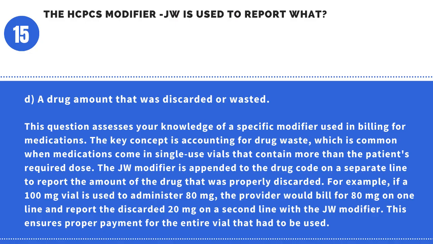This question assesses your knowledge of a specific modifier used in billing for medications. The key concept is accounting for drug waste, which is common when medications come in single-use vials that contain more than the patient's required dose. The JW modifier is appended to the drug code on a separate line to report the amount of the drug that was properly discarded. For example, if a 100 mg vial is used to administer 80 mg, the provider would bill for 80 mg on one line and report the discarded 20 mg on a second line with a JW modifier. This ensures proper payment for the entire vial that had to be used.